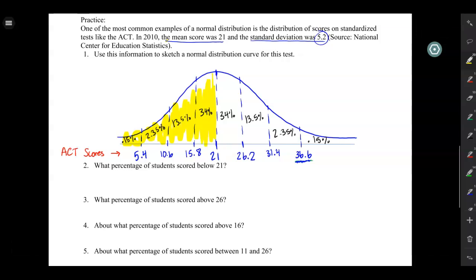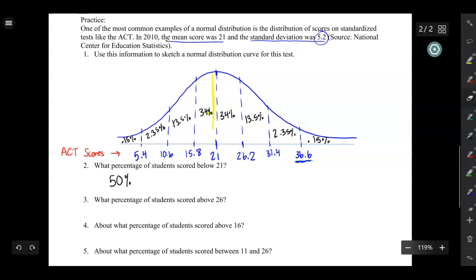There are several different ways you can think about this. One, you can just add up all of those percents that we have here: 34 plus 13.5 plus 2.35 plus 0.15. And what you're going to get is 50%. This one you can actually do without adding everything up because 21 is the mean. And if 21 is the mean, it divides our data exactly in half. So 50% of the data is going to be below 21, and 50% of the data is going to be above 21.